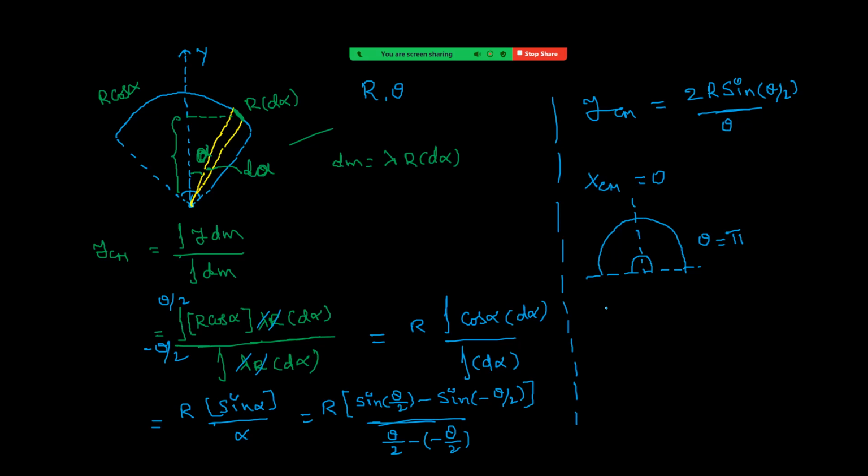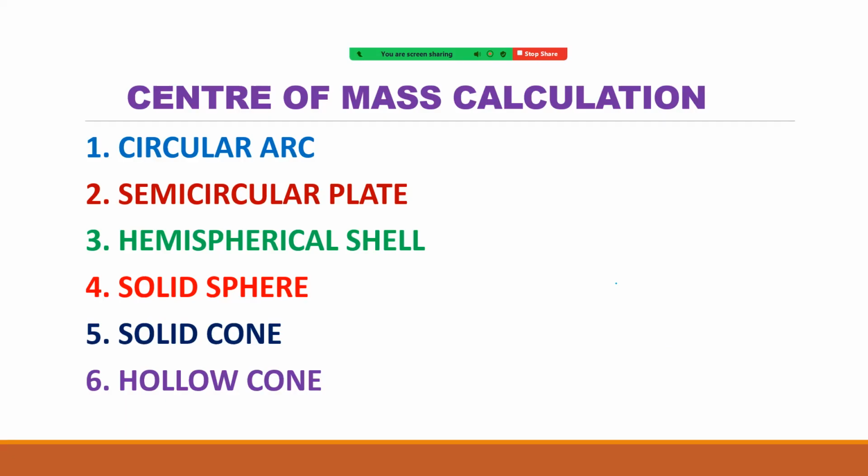That means for a semicircular wire, the y coordinate of center of mass is 2r upon pi. Okay. For a semicircle, the y coordinate of center of mass is 2r by pi. Right. Let us see the next one.